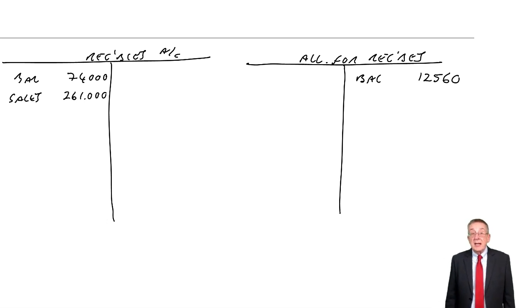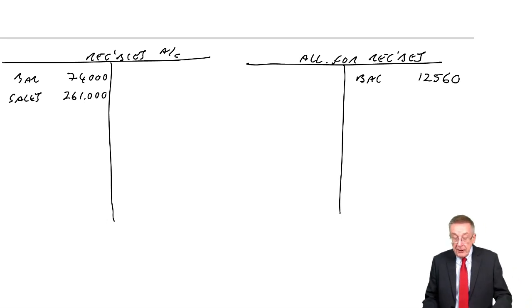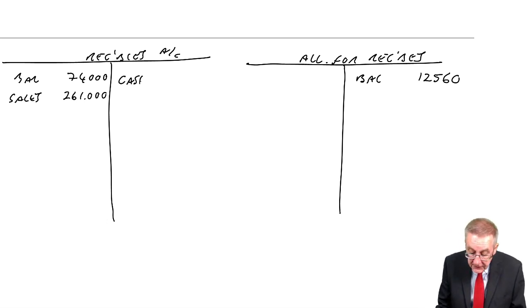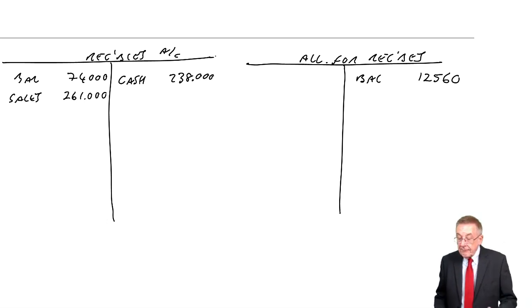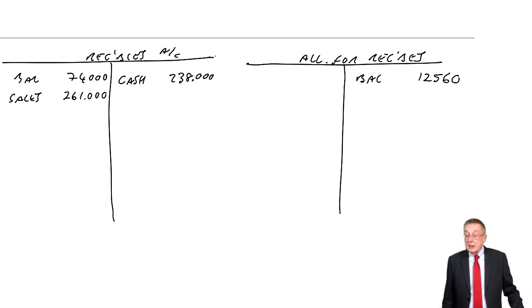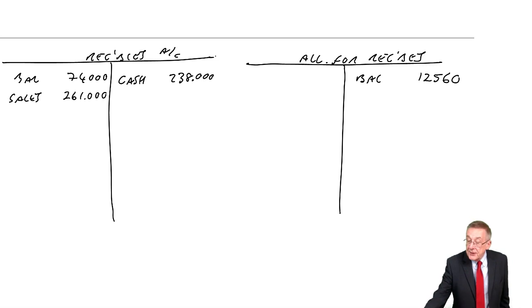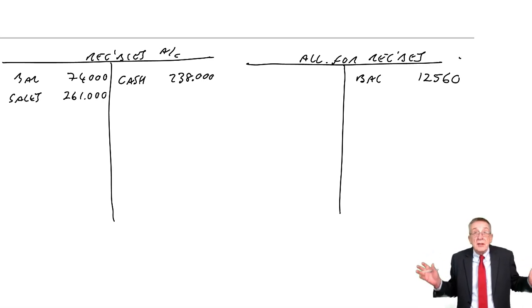We'd received cash from the customers, 238. Debit cash, credit receivables, 238. And that's all the bookkeeper will have done. That's all the bookkeeper did in the earlier chapters. The bookkeeper may have noticed this allowance sitting there, but it's nothing to do with the bookkeeper. They probably don't even understand what it is.